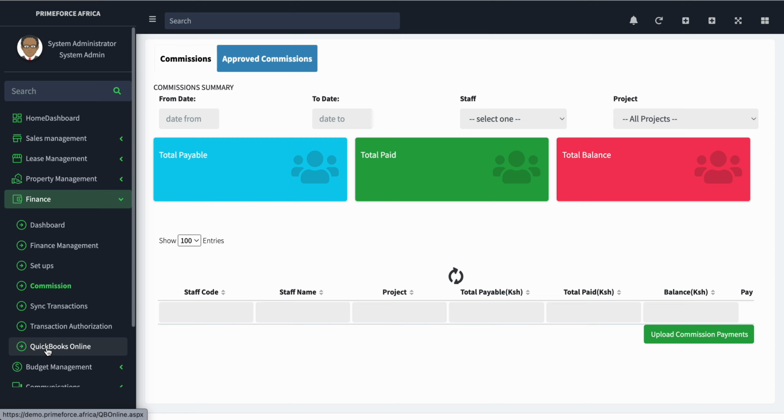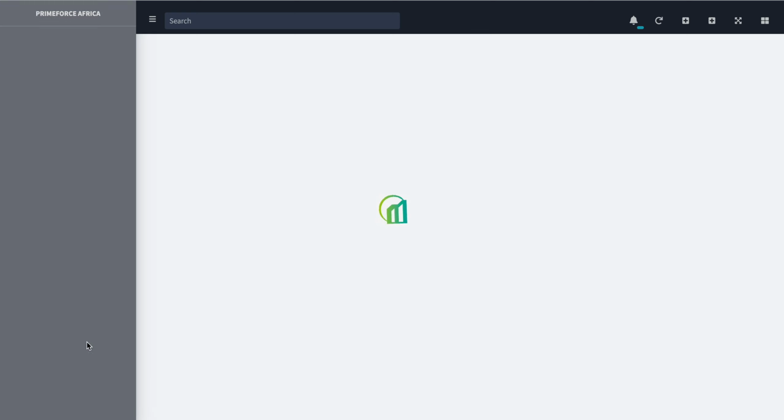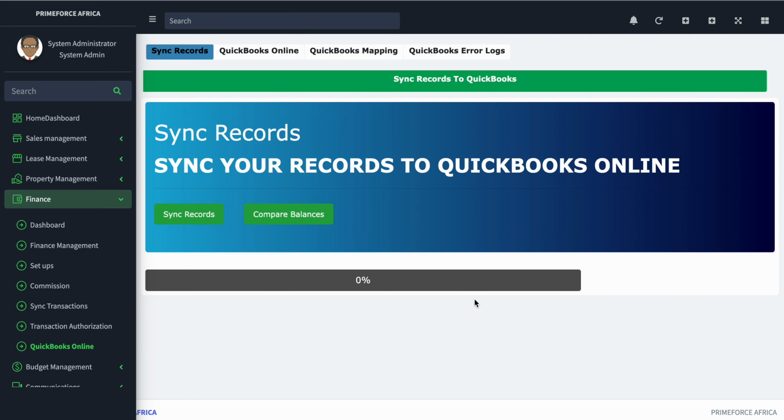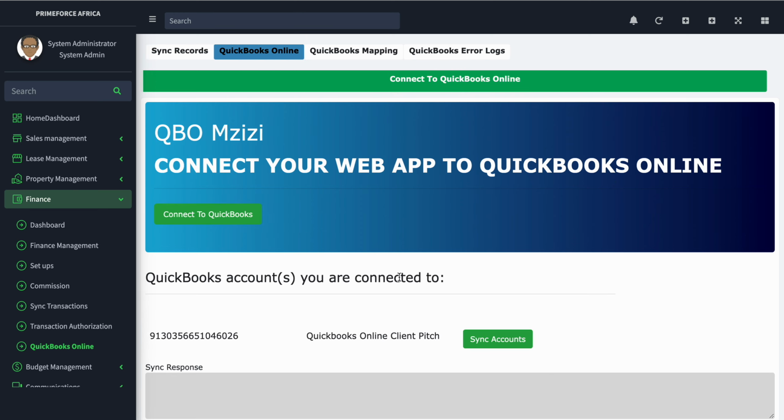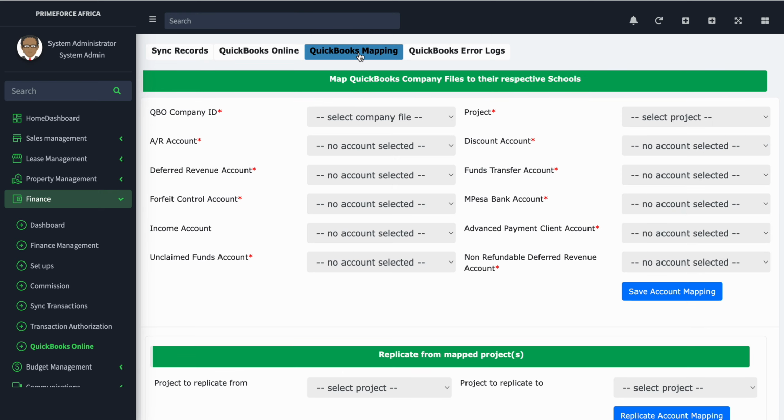Lastly, from the finance management, you have the QuickBooks Online process, which gives you the capability to do financial accounting. From here, you'll need to integrate into the QuickBooks file, after which you map out all the QuickBooks entries from the QuickBooks ledgers. Once mapped out, you state where the accounts receivable go, the discounts go, the deferred revenue goes, the fund transfers go, the forfeited units go, the money coming from mobile money goes, and other charges or other entries.